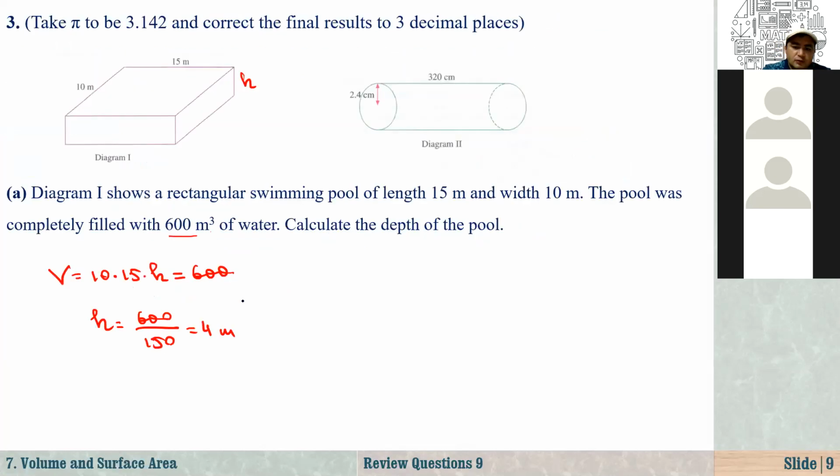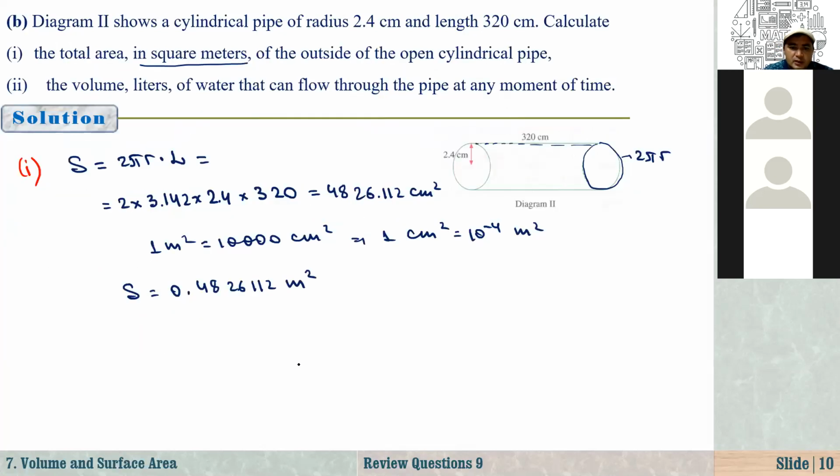What question is it? Question 3B. Okay, 3 decimal places. I should just keep this one. So it will be 0.483 square meters, correct to 3 decimal places. All right.